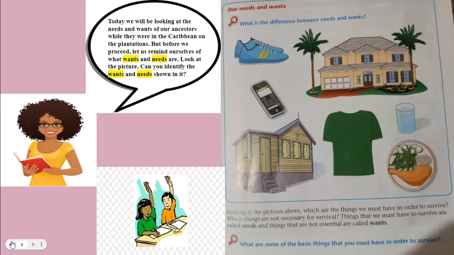So look at the picture. We need a house. We must have water, clean water that is, and we must have food, and we must have clothing on our backs, right? We need those things for survival. Now a cell phone, it is a want because it's not necessary for our survival. It's not a must that we should have a cell phone. It's a luxury. So if I can afford one, then I buy one. It's not necessary. It's not important. All right.